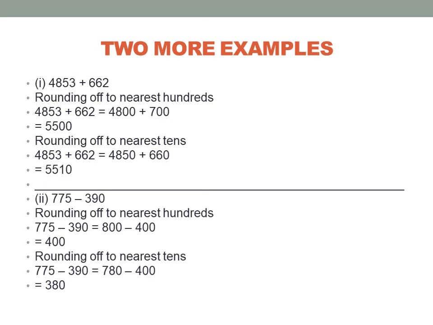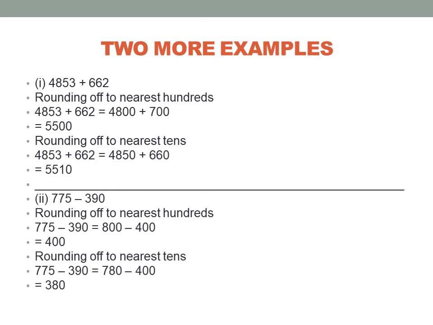Now the second bit here, 775 minus 390, rounding off to the nearest 100. So 775 will be rounded off to 800. Again, see, 75 will go to 775. Whenever it is 5, it will move to the succeeding number. So that is 800 minus, for the nearest 100, 390 will be 400. So 800 minus 400 will give you 400.